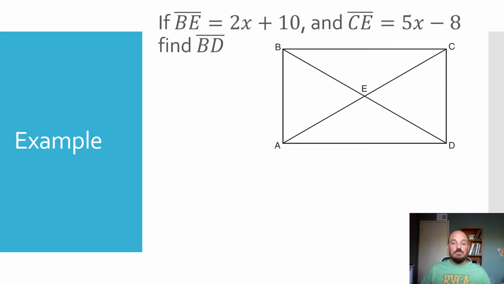So, for our first example today, let's say this is rectangle ABCD. I actually should have typed it into the direction. And then I gave you some information and I asked you to find something. So let's put the information in. I said BE, which is half of this diagonal, is 2x plus 10. I said CE, which is this half over here, is 5x minus 8. And I asked you guys to find BD, which is all the way from here to here.